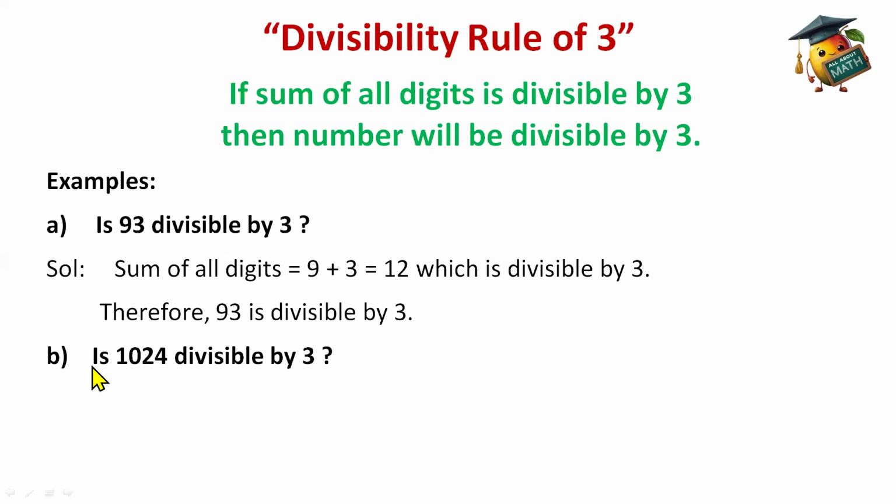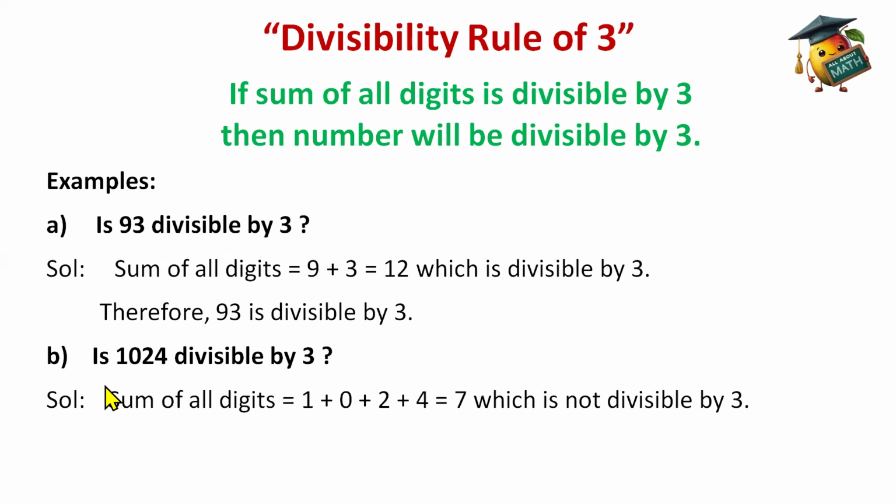Now next example, is 1024 divisible by 3? So again what you will do is sum all the digits: 1, 0, plus 2, plus 4. Now you can see here the sum is 7. 7 does not come in the table of 3. It means 7 is not divisible by 3. Therefore, the given number is also not divisible by 3. You just need to add the digits and check if it comes in the table of 3 or not. If it comes, it means it's divisible. If not, then it's not divisible.